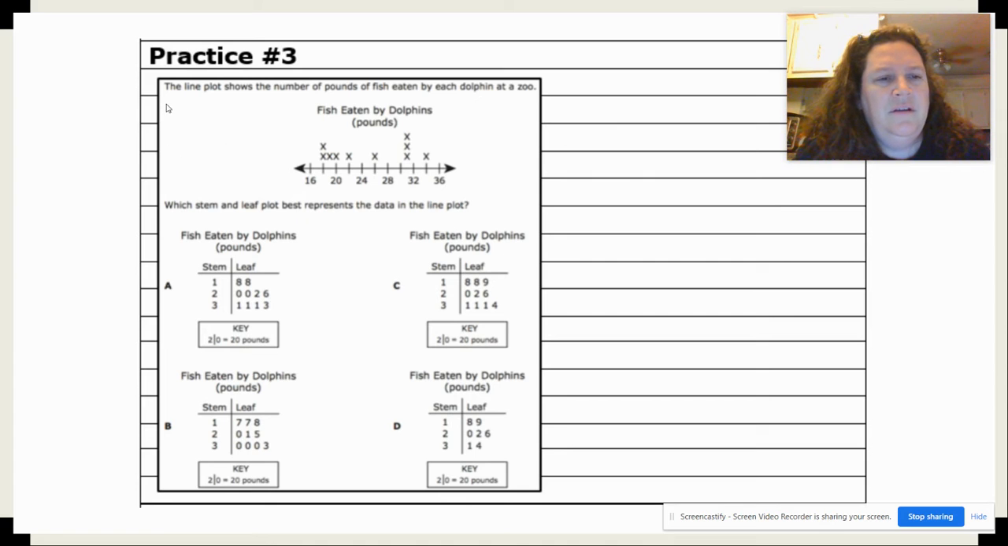This one. The line plot shows the number of pounds of fish eaten by each dolphin at the zoo. So it says, which stem and leaf plot best represents the data in the line plot? So this is an actual STAAR question. It would give you an opportunity to see how this works out. So let's look at it.